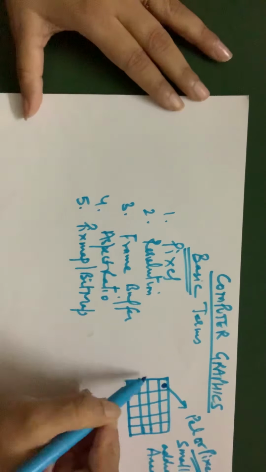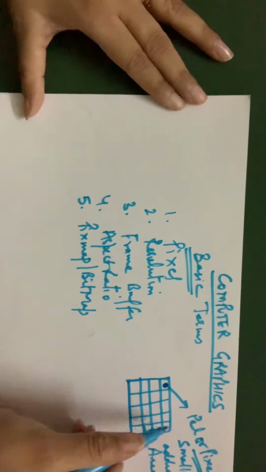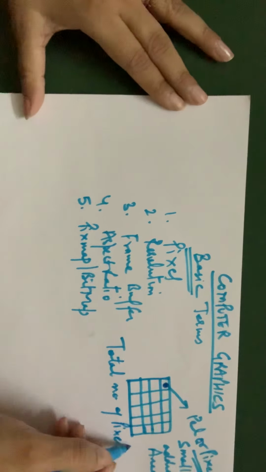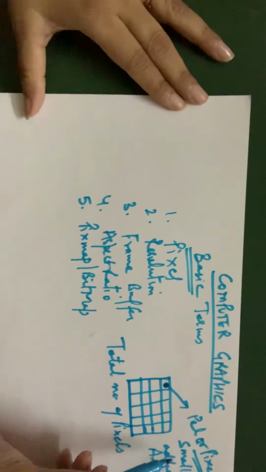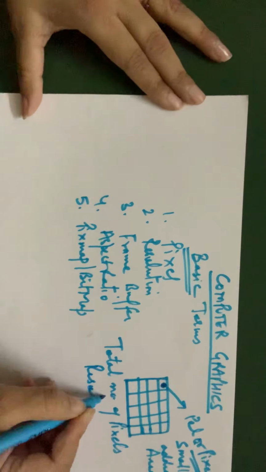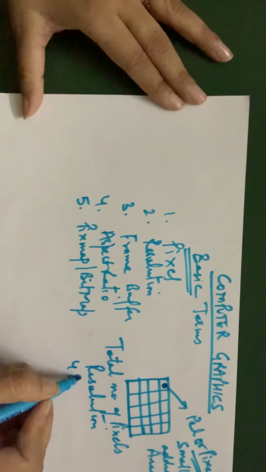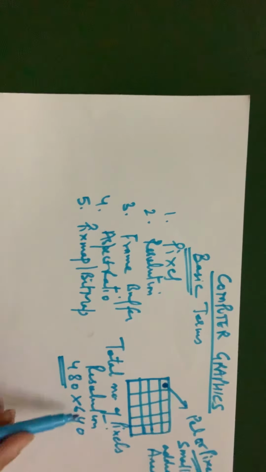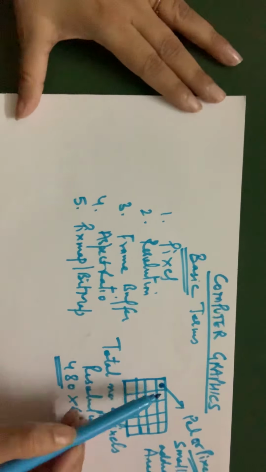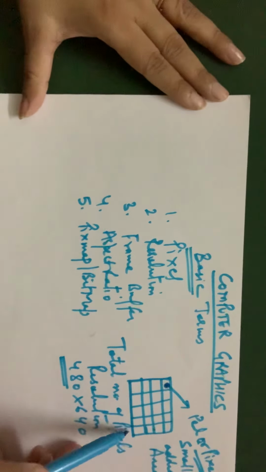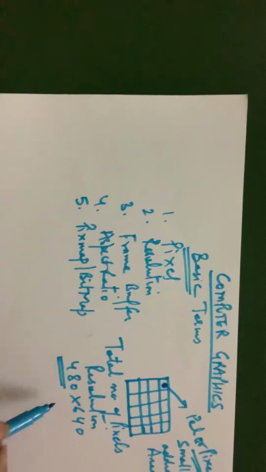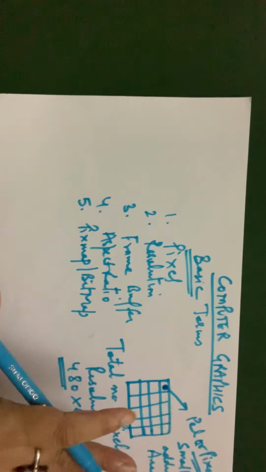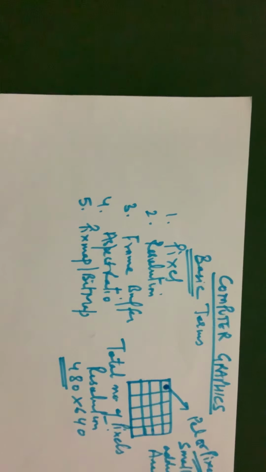Now these all are pixels. This is a screen. The total number of pixels, counted horizontally and vertically, is my resolution. So how do you define resolution? Suppose a system has 480 by 640, meaning 480 pixels horizontally and 640 vertically. You simply multiply them and you get the resolution. This is how we define any screen made up of pixels: the total number of pixels defines my resolution.